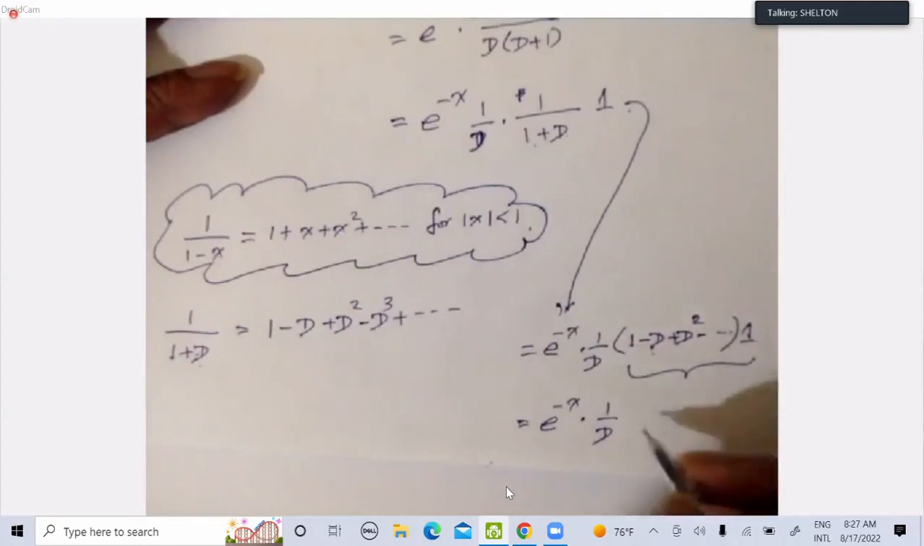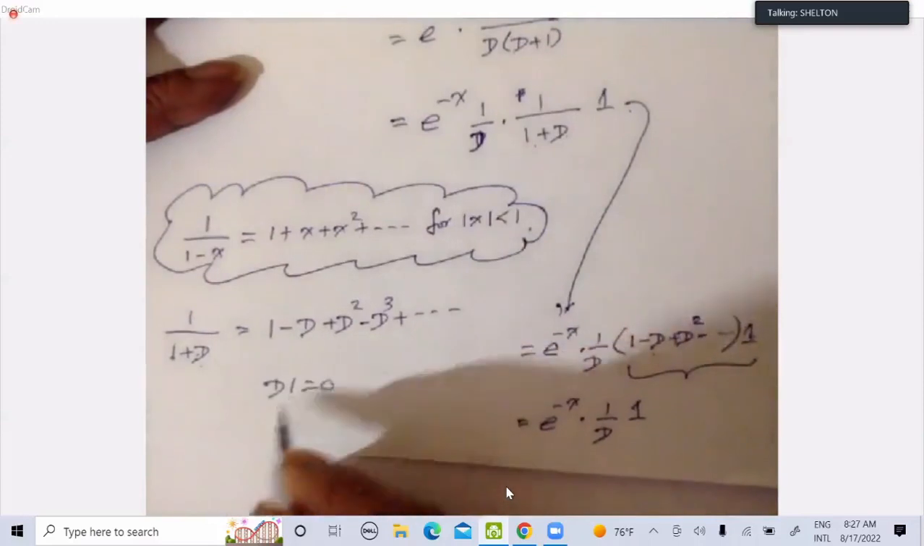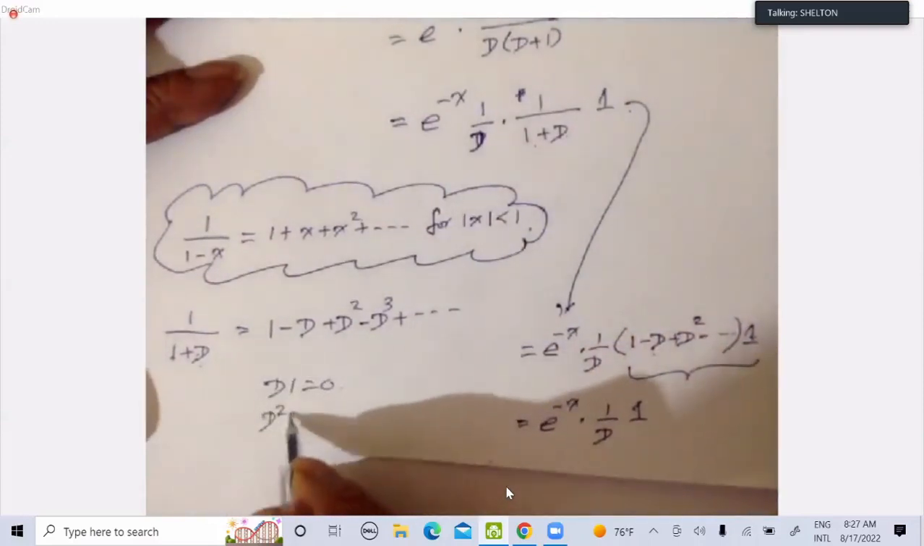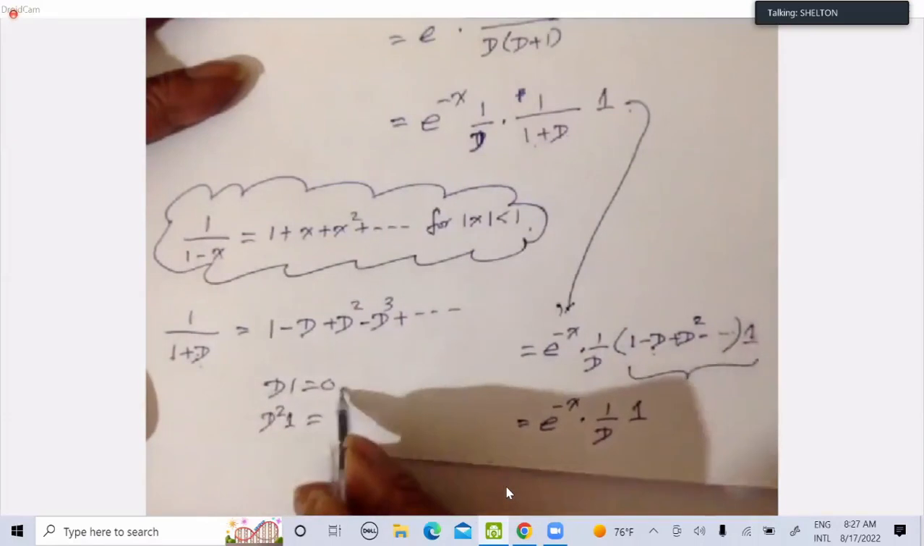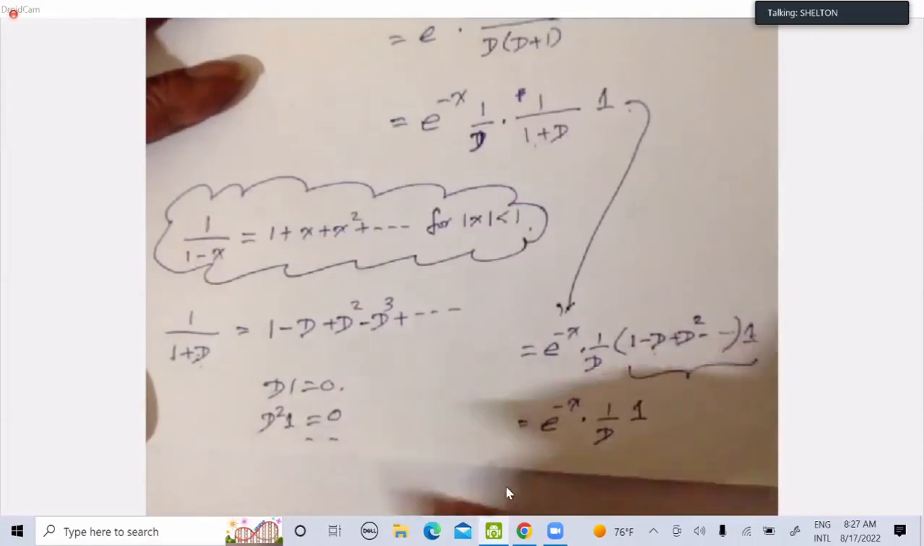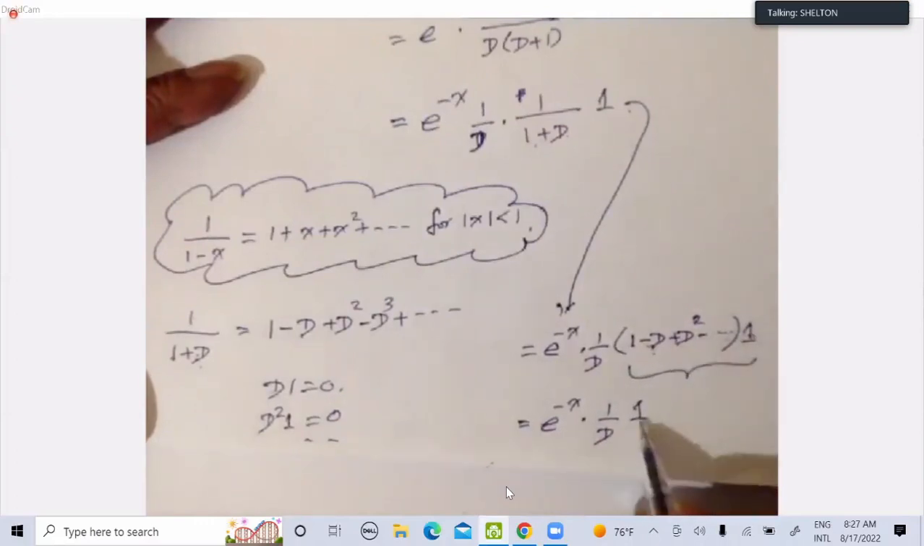This whole thing is just 1, because d of 1 is 0. The derivative of a constant is 0. So if you take d squared of 1, it is also the derivative of 0, which is 0. All the rest applied to 1 becomes 0. So you only get 1.